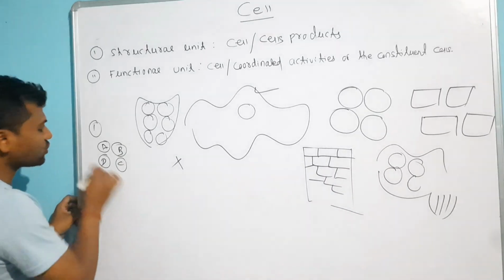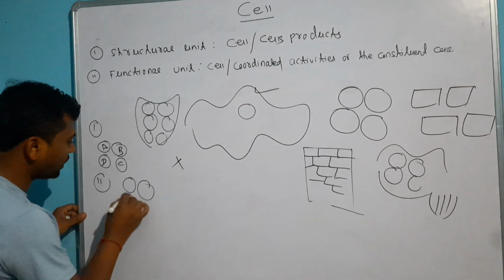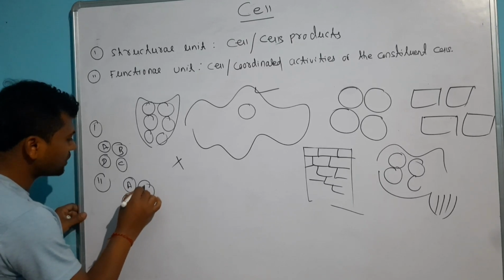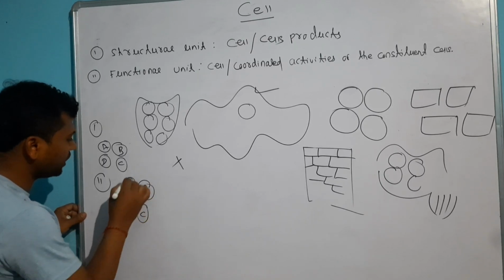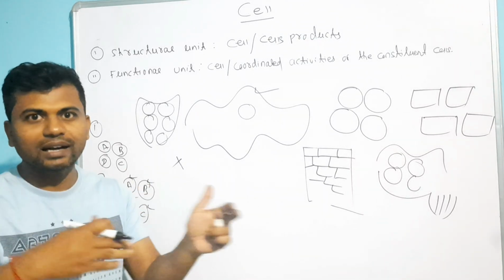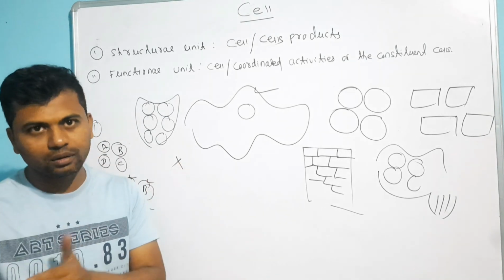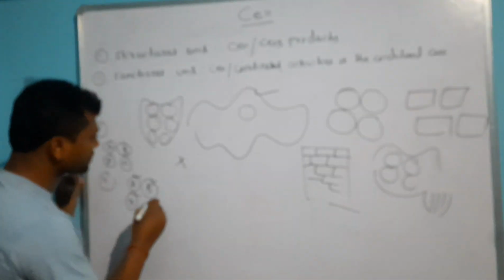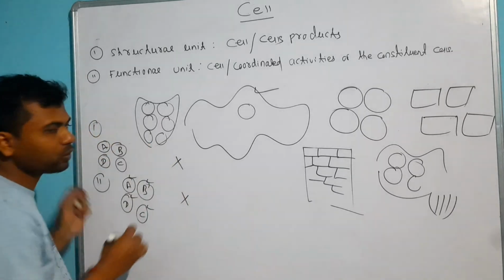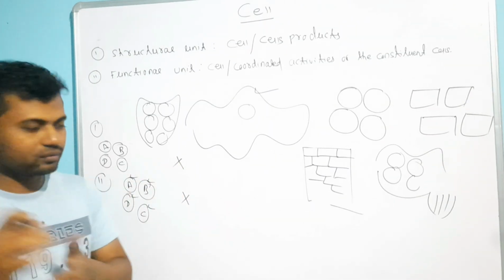Now come to case 2. Suppose all the cells of the heart, say cell A, cell B, cell C and cell D, all perform their individual function, individual activity, but they are not performing in a coordinated manner. If this happens, the heart is also unable to perform its function, so we will die, or we can't stay alive.